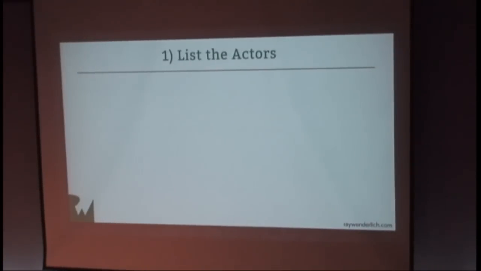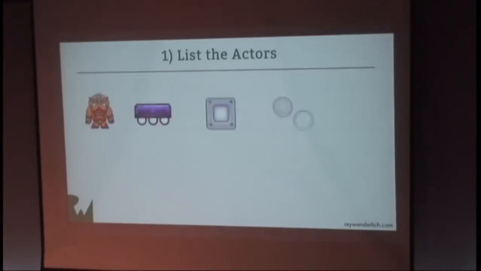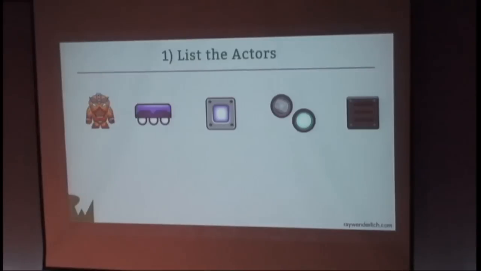So let's start out with the first step to add juice into your game. It's listing out all the actors that you have in your game. In this game, we have our Space Marine. We have the platform that he jumps on. There's another type of platform that breaks when you hit it. There's also some power-ups that, when you hit them, boost you into the air. And there's the wall itself.